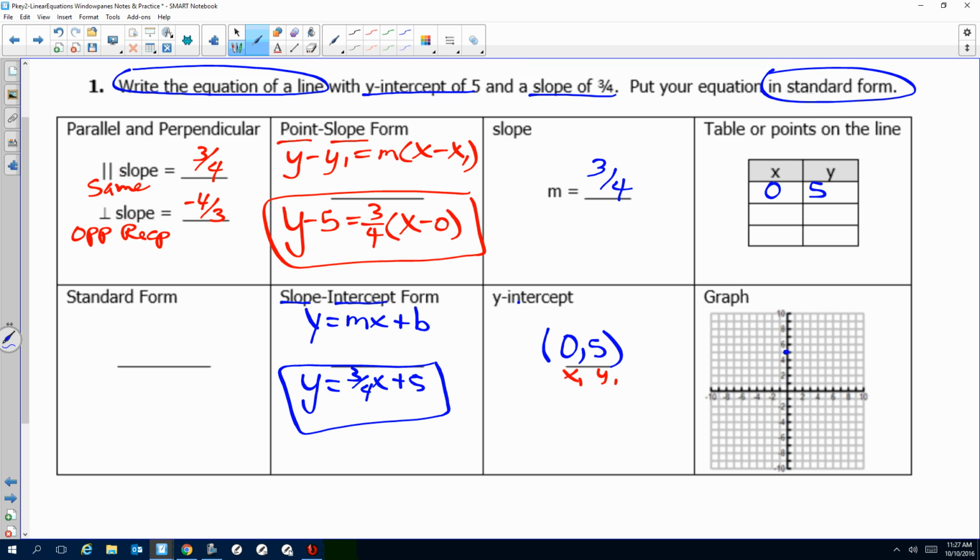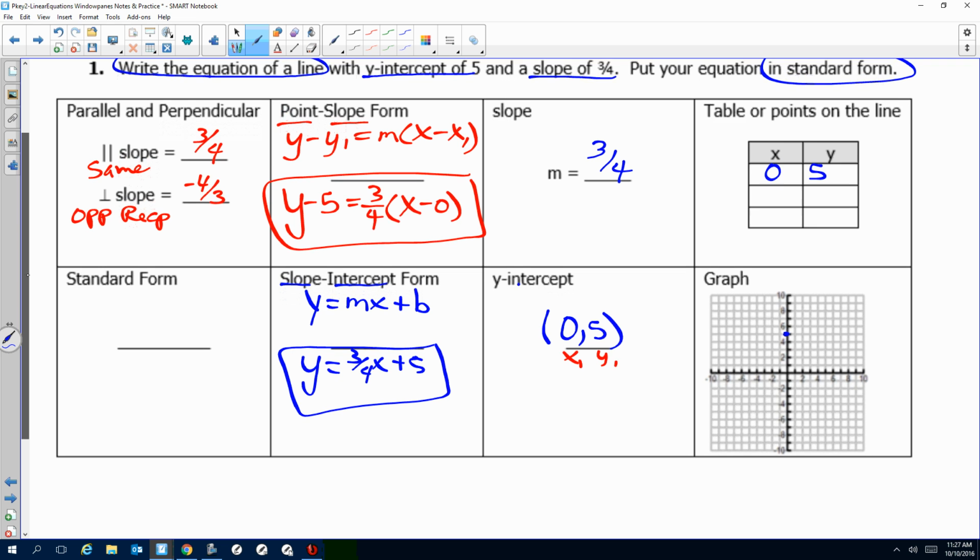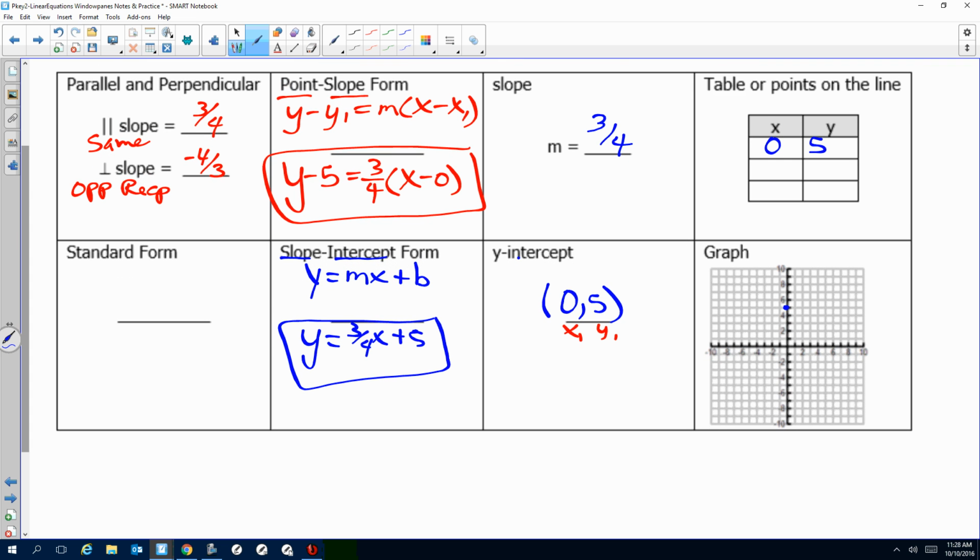So since my slope is 3/4, from my y-intercept, I'm going to count up 3, 1, 2, 3, to the right 4, 1, 2, 3, 4. What is that point going to be? 4, 8. So I can put that in the table. I need at least 3 points off my graph. Now, I can continue up 3 to the right 4, but that gets me off the graph.